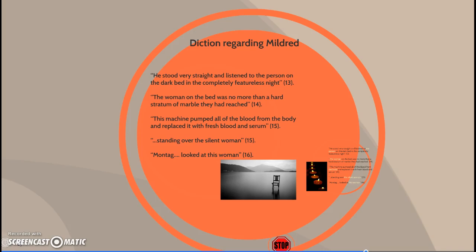He stood very straight and listened to the person on the dark bed in the completely featureless night. The woman in the bed was no more than a hard stratum of marble they had reached. This machine pumped all of the blood from the body and replaced it with fresh blood and serum. Standing over the silent woman, Montag looked at this woman.